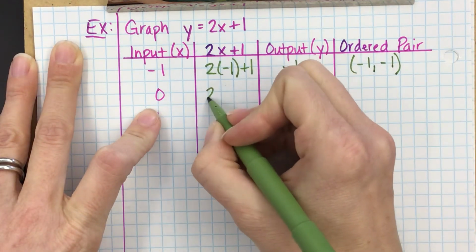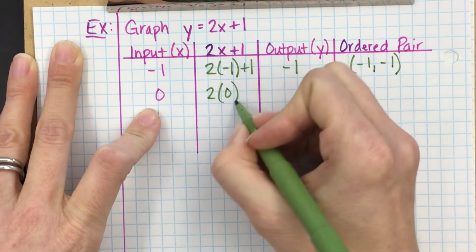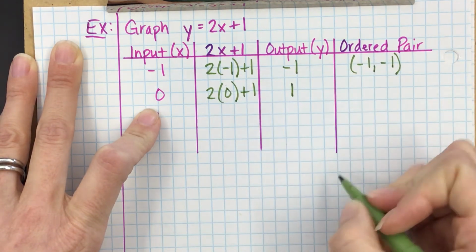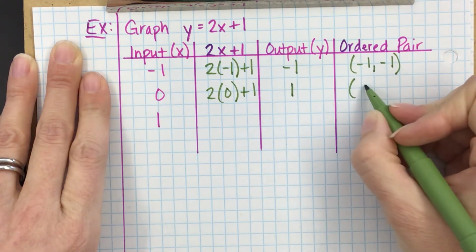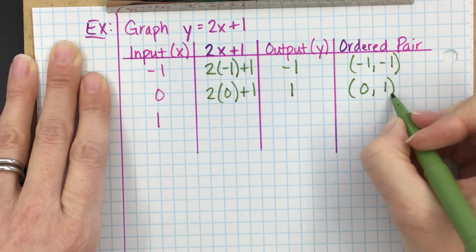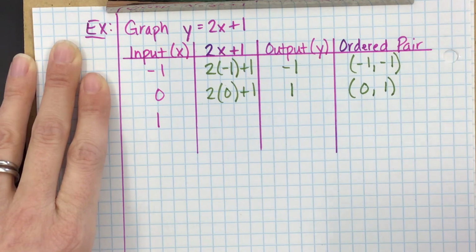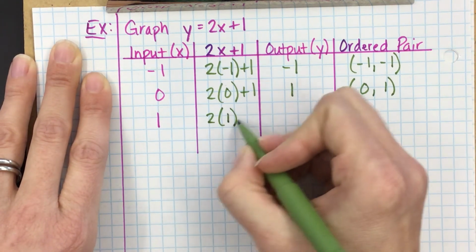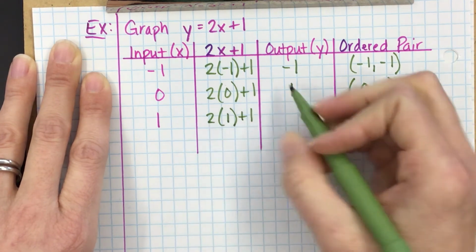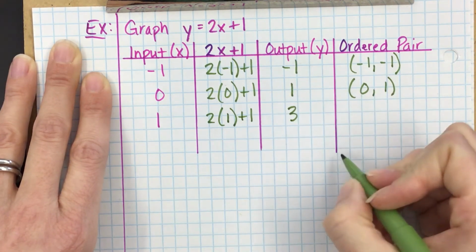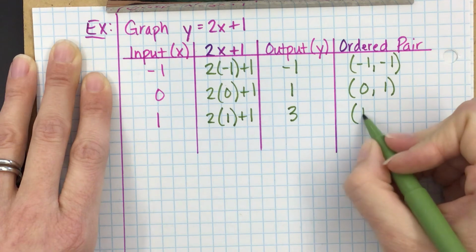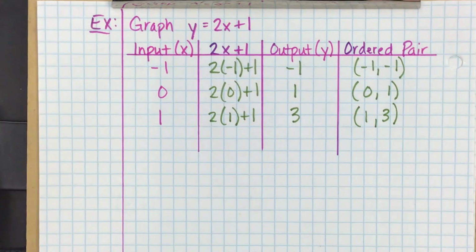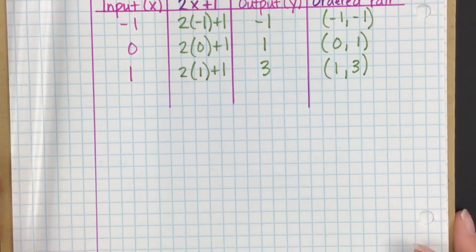I'm going to do the same thing for 0. So this is 0 plus 1 is 1. So my second ordered pair here is (0, 1). And then here, I'm going to plug in 1. This is 2 plus 1 is 3. So I get the ordered pair (1, 3). Oh, you guys, oh yeah, you can see, okay.